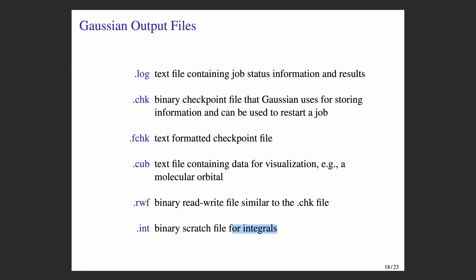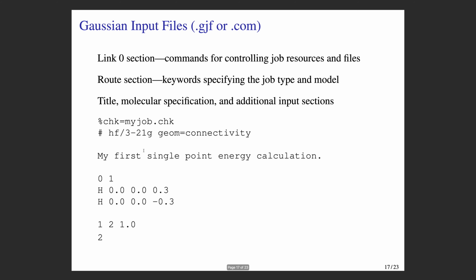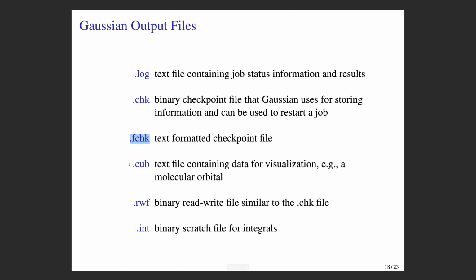And so you typically don't need it unless you want to do some calculations that Gaussian isn't yet programmed to do. Maybe you're trying to design a new method or something like that. Then in that case you might save the integrals that are calculated, and then you can work with those to develop your method. So we will be using most frequently the .log file, the .check file, maybe the .fchk file, and then we're going to use .cube files.